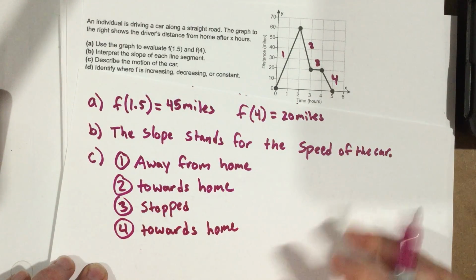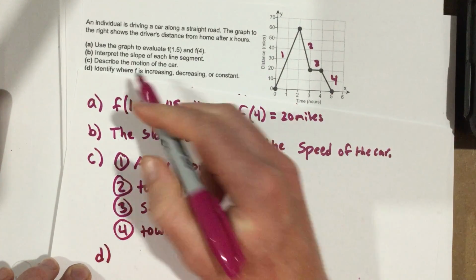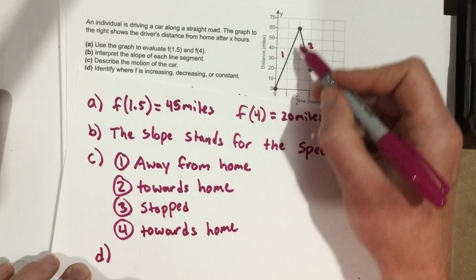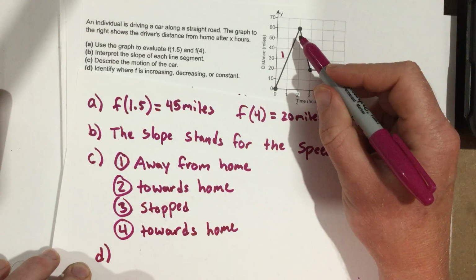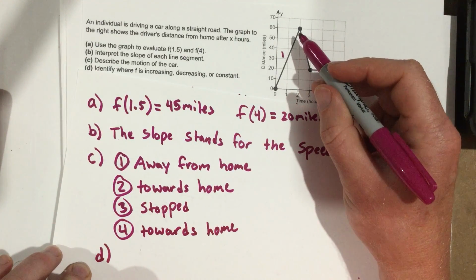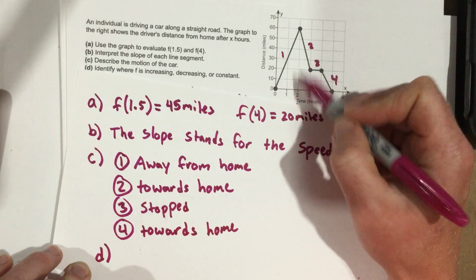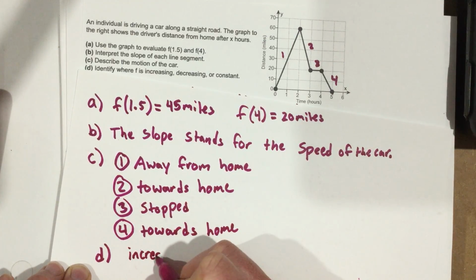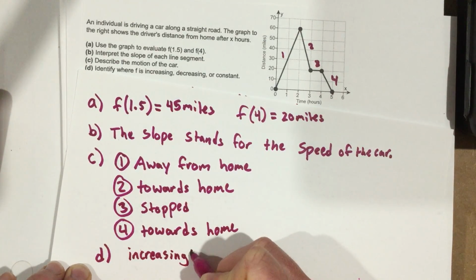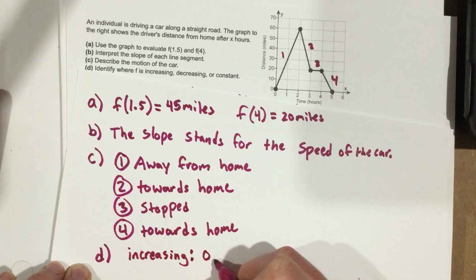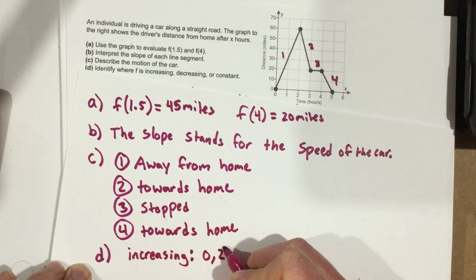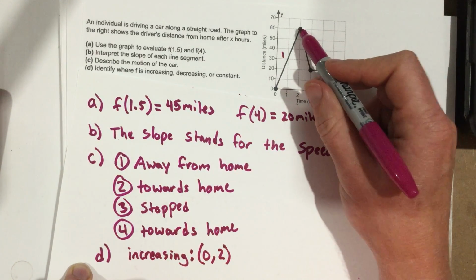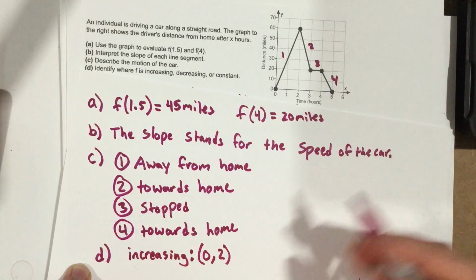Okay, so part D. Identify where f is increasing, decreasing, or constant. So we're increasing, all right? If you look, we're increasing from basically 0 to 2. So increasing, and I like to use interval notation, so I'm going to say 0 to 2. And I'm going to put parentheses there because obviously at 2 I'm not increasing or decreasing, and at 0 I'm not increasing or decreasing either.